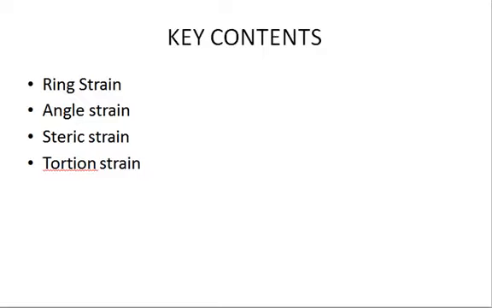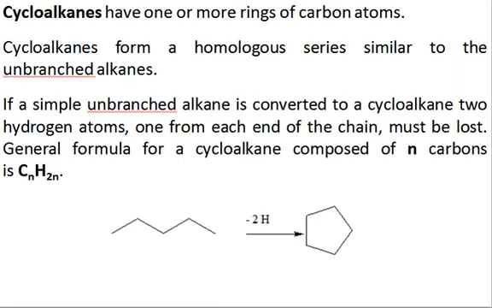Discuss in this lecture are ring strain, angle strain, steric strain, and torsion strain. So in the previous lecture you saw what cycloalkanes are. Cycloalkanes are the saturated hydrocarbons having one or more rings of carbon as a part of their structure. You saw different cycloalkanes. You also studied cyclopropane, cyclobutane, cyclopentane, cyclohexane, cycloheptane, etc.